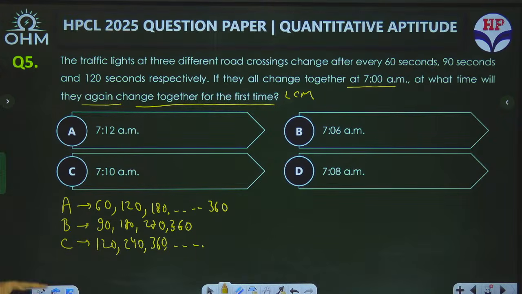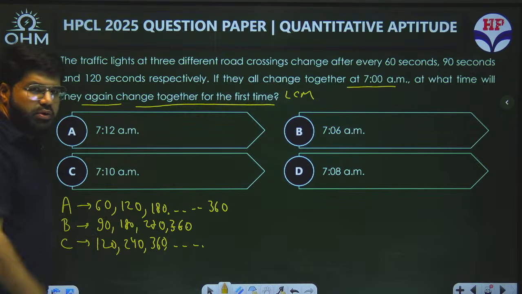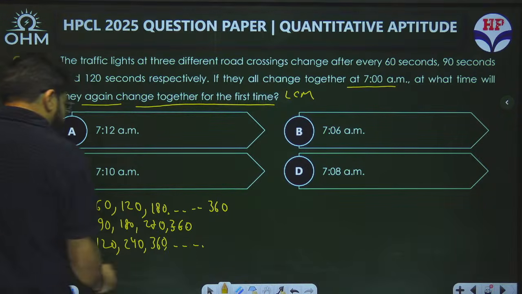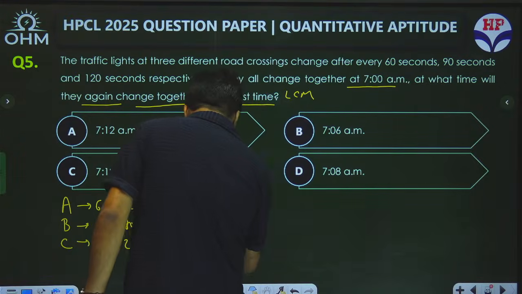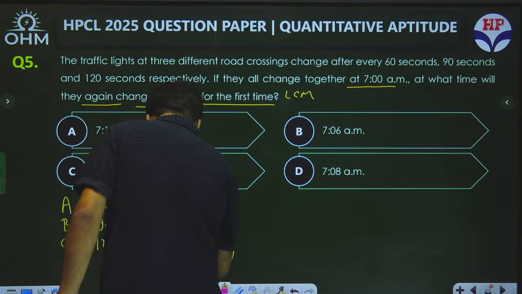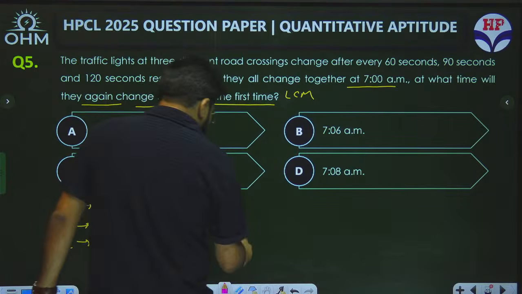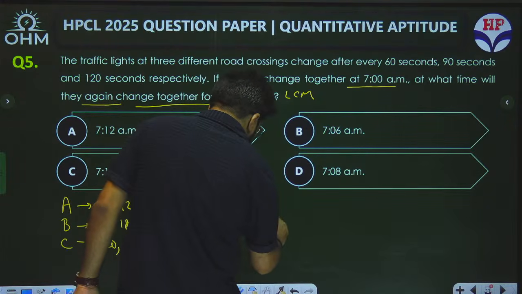where A, B, C, all the 3 crossings will again collide. Collide means will again change together. So the common number is 360. Or otherwise, as I told you, you should directly be in a position to take the LCM.